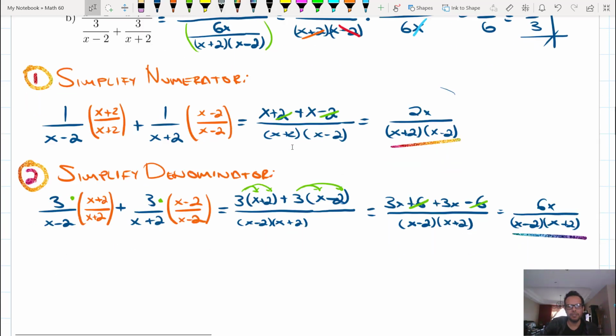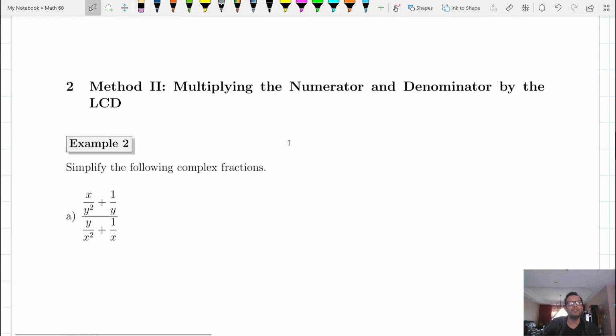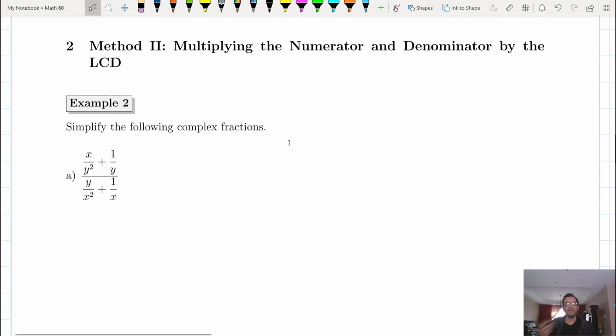Okay, let's see. What's the next topic? The next topic is simplifying complex fractions by using method 2. Method 2 is by multiplying the numerator and the denominator by the LCD.